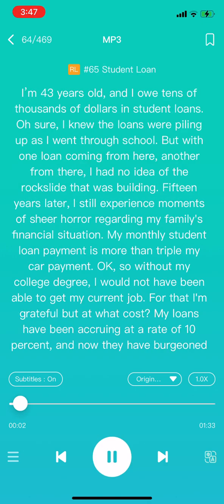I'm 43 years old, and I owe tens of thousands of dollars in student loans. Oh, sure, I knew the loans were piling up as I went through school. But with one loan coming from here, another from there, I had no idea of the rock slide that was building. 15 years later, I still experience moments of sheer horror regarding my family's financial situation. My monthly student loan payment is more than triple my car payment. Okay, so without my college degree, I would not have been able to get my current job. For that, I'm grateful, but at what cost?